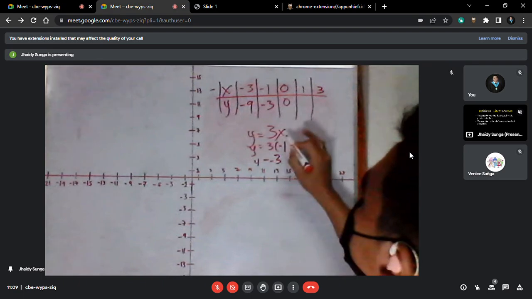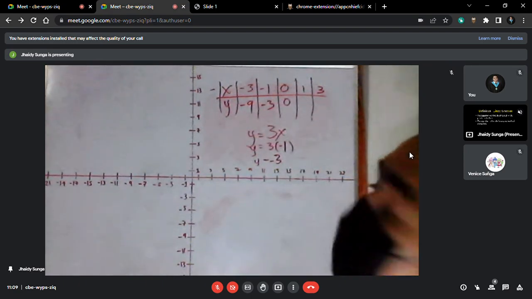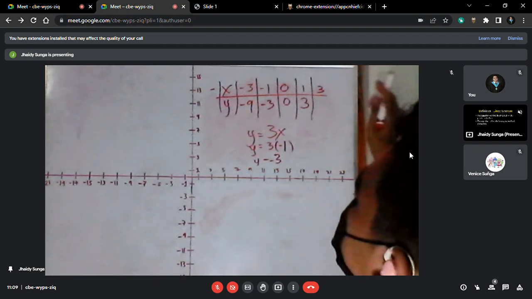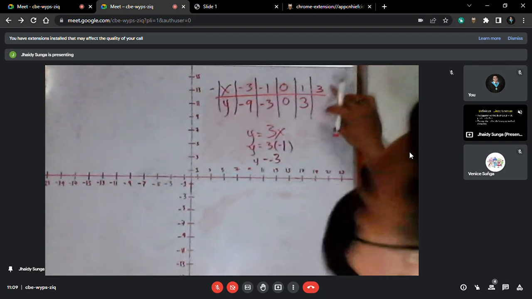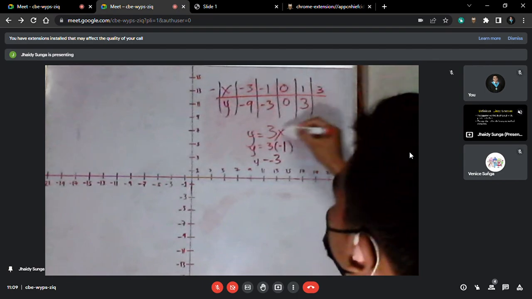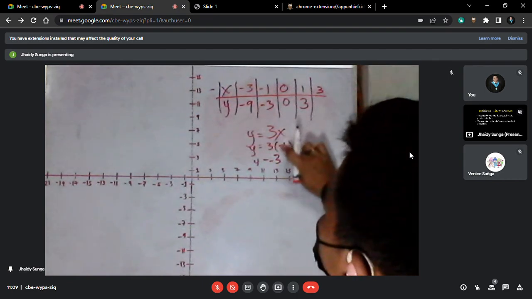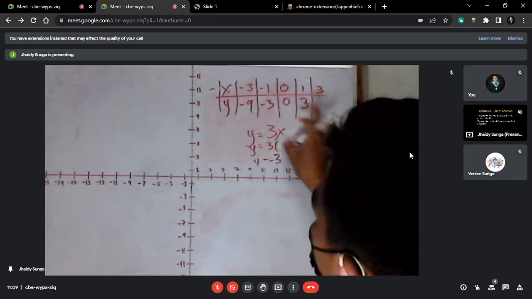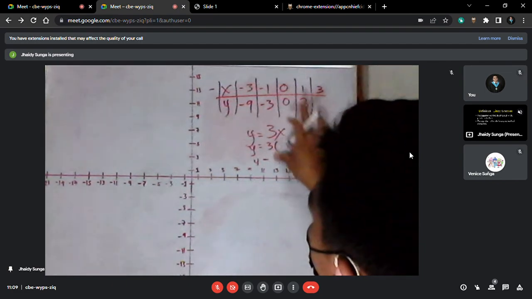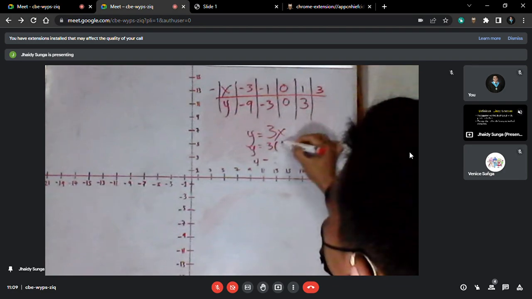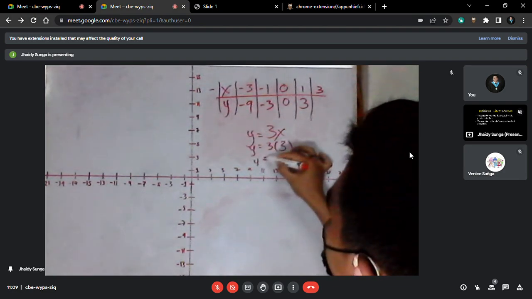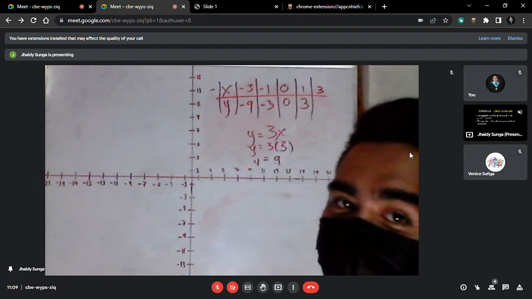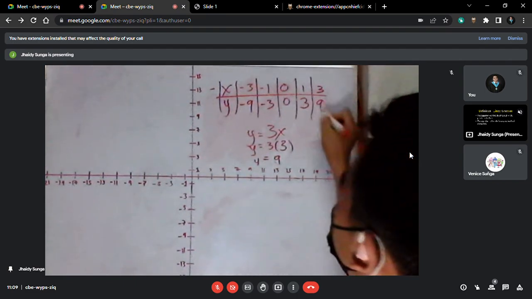All right. So how about 1? If we substitute that one, the answer will be 3. Okay? So how about 3? If you are going to substitute the value of that one, the answer for that one is none other than 9. All right, so are we clear? So we are going to have this 9.